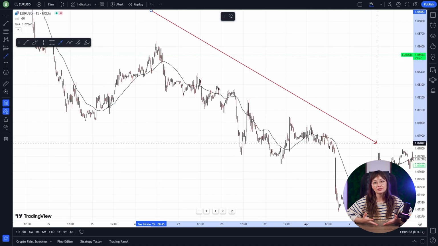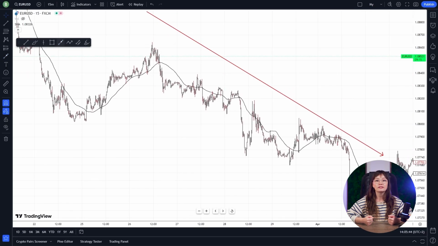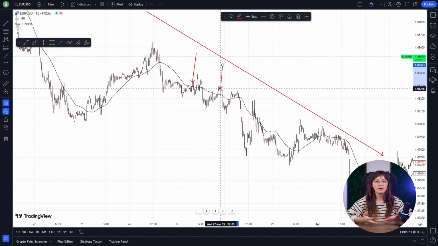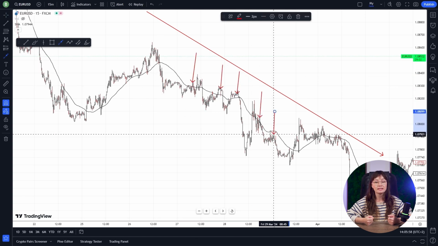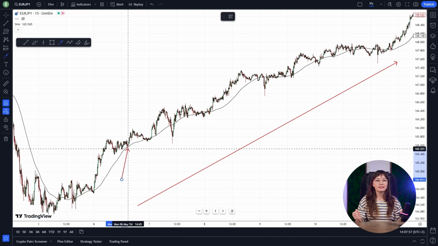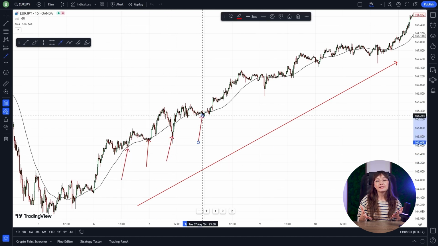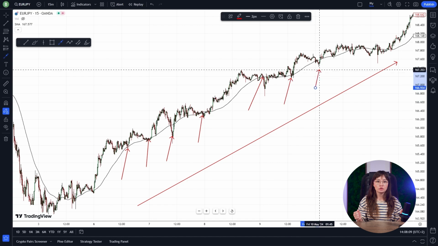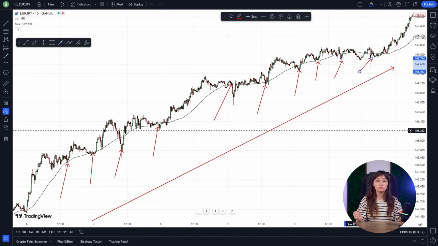To open a sell trade with a moving average, you need a downtrend. Every time the price touches the indicator, it's a signal to sell an option. For buying, you open trades in the same way, but in a mirror image. The trend should be upward and the price should approach the indicator from the top down.